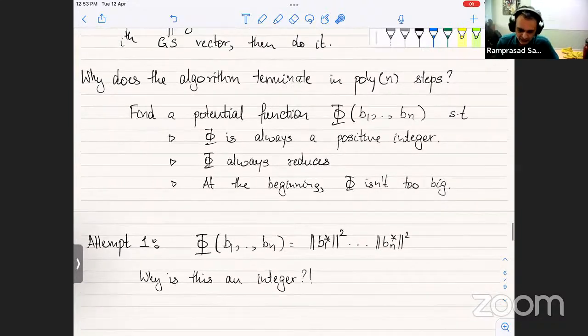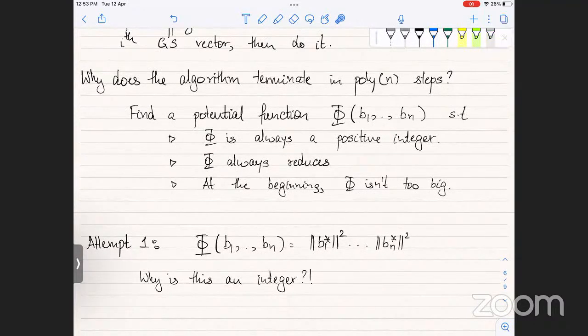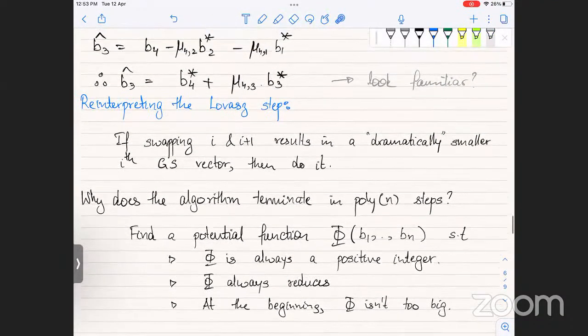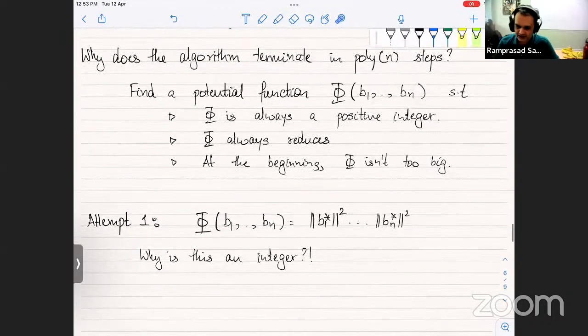Right now, all we are doing is trying to come up with some potential function. And I would like to argue that it's a positive integer and that every time we do the swap step, this potential function becomes smaller. But does your previous method guarantee that this potential function exists at all? What do you mean, the potential function? I'm just defining what the potential is.